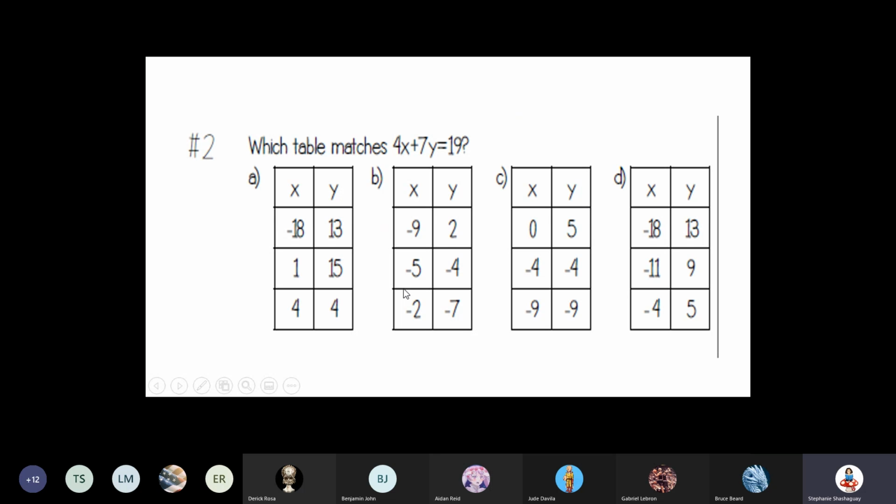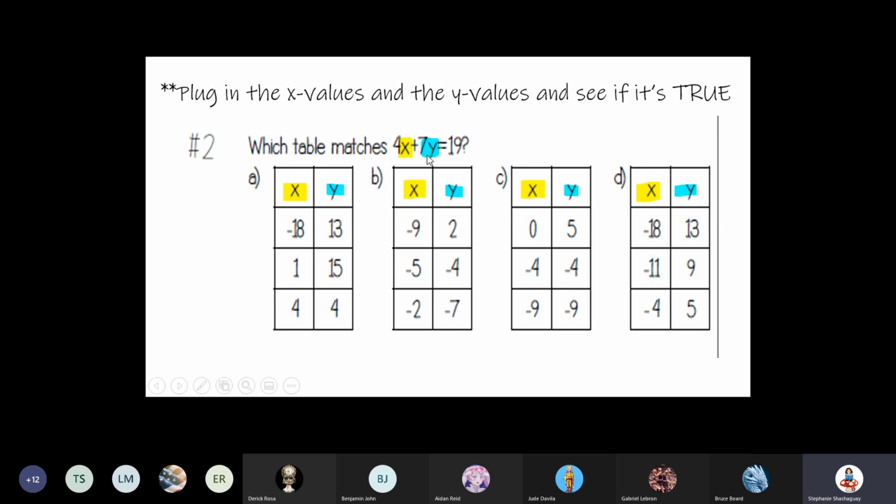Moving on to question 2. Which table matches 4x plus 7y equals 19? So they gave you a linear function. We have an x and a y value. And to solve this, we're going to take those x values and those y values and plug them into the equation to see if we get a true statement.